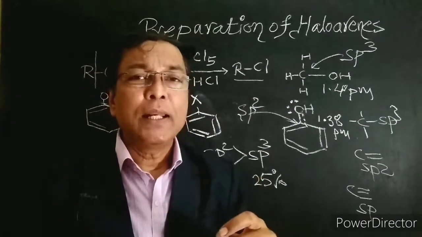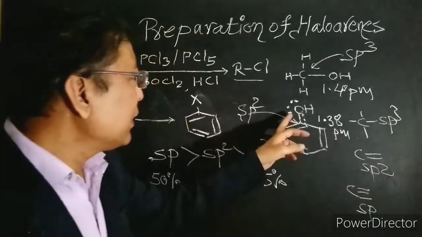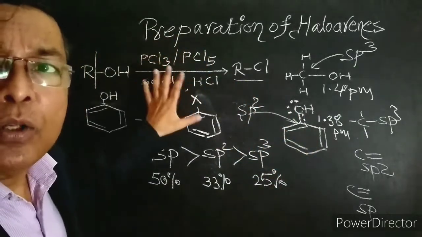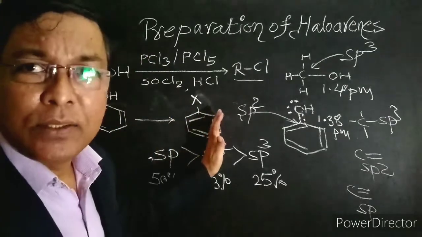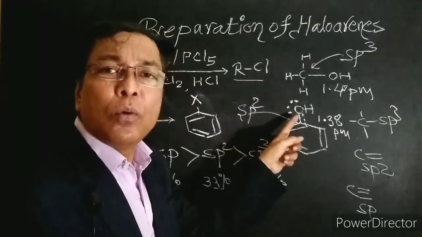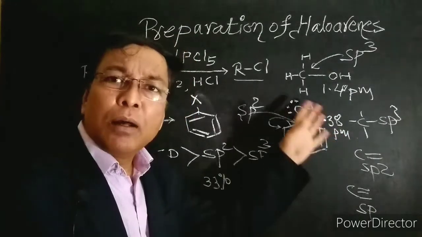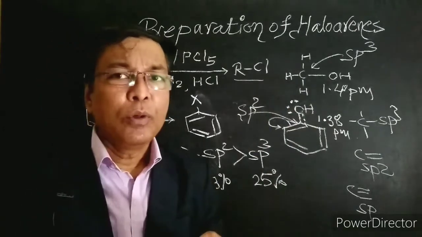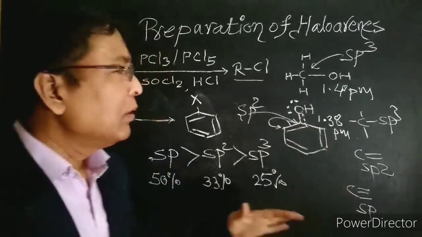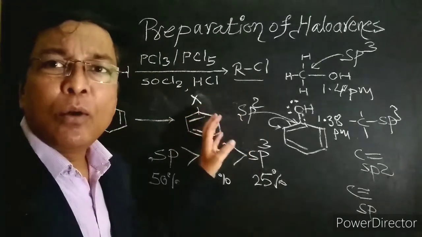Therefore, it requires more energy to break the carbon and OH bond. So these reagents are unable to break the carbon and OH bond in phenol, and by using these reagents we cannot produce haloarenes. One more very important reason is that the lone pair of oxygen is involved in the resonance of the benzene ring. Therefore, phenol is resonance stabilized, and it is difficult to break the carbon and OH bond. So we cannot use these reagents to convert phenol into aryl halides, that is haloarenes.